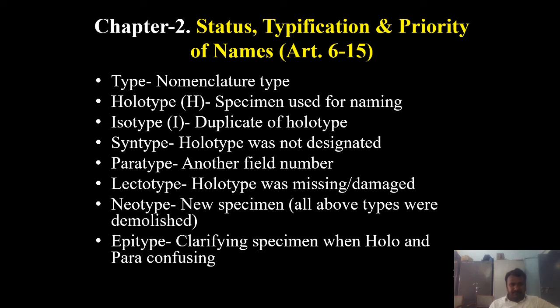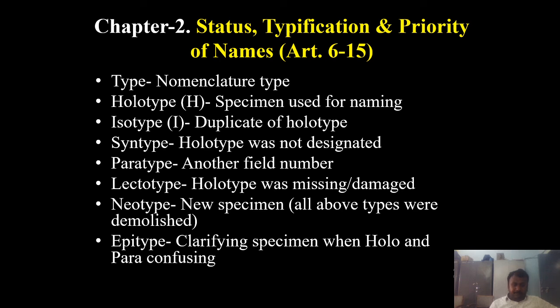Fourth one is paratype. Paratype is a specimen collected from the same locality but with another field number, by the same author or another author. Lectotype. When holotype was missing or damaged, then if we select any of the above types, for example isotype, syntype and paratype as a holotype, such type is known as lectotype. The sixth one is neotype. That means if all the above types were demolished, damaged or destroyed, then if we collect another new specimen, that is known as neotype.